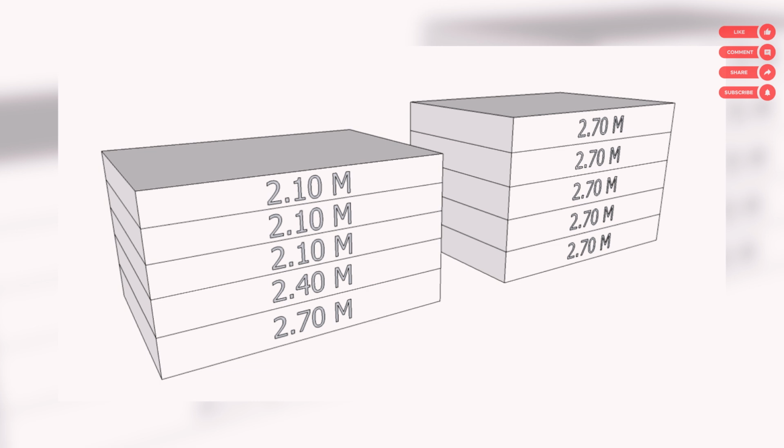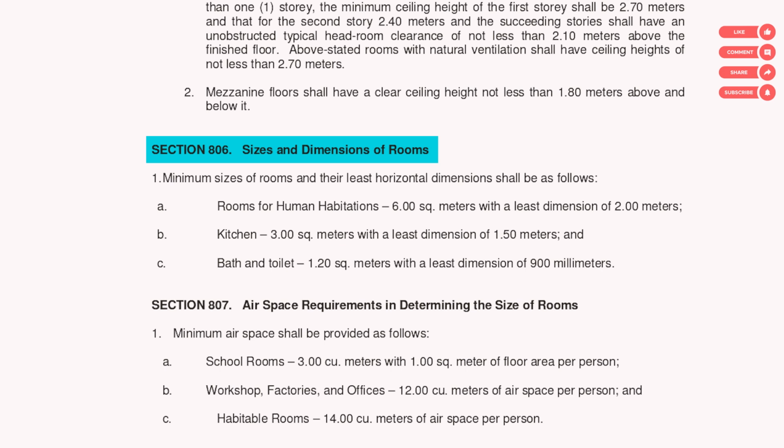So, here we're illustrating to you, on this side is the artificially ventilated building, so 2.7, 2.4, and 2.1. Ito naman naturally ventilated building, 2.7 on all floors. Okay. Next is talk about minimum room size.